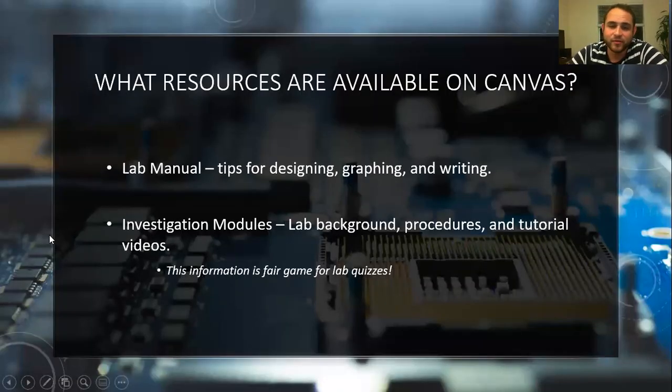What resources are available on Canvas? Like I said, Canvas is everything. You're gonna find the lab manual, you're gonna find the syllabus, you're gonna find the schedule, you're gonna find tips, assignments, you're gonna find your grades. So it's, again, like I said, the central hub for everything related to this course.